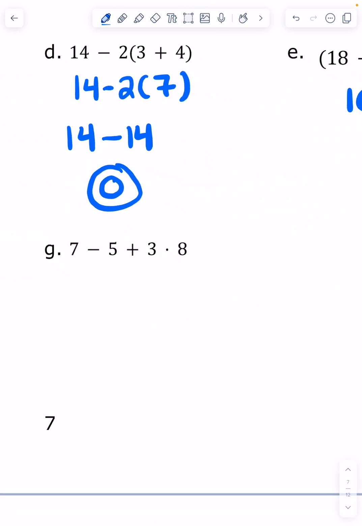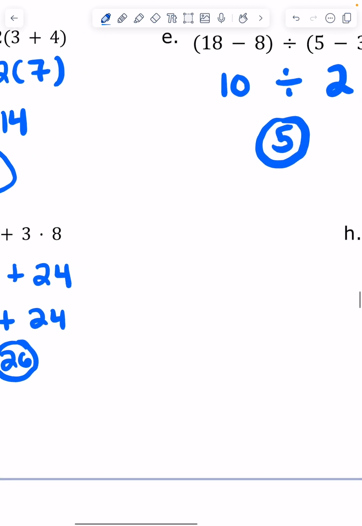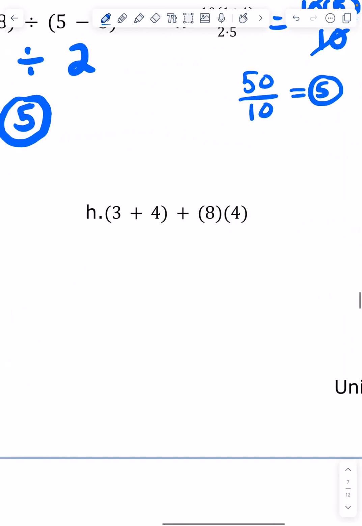G, 7 minus 5 plus 3 times 8. Multiplication comes first, so 3 times 8 is 24. Then I subtract, because that comes before addition. 7 minus 5 is 2. 2 plus 24 is 26.